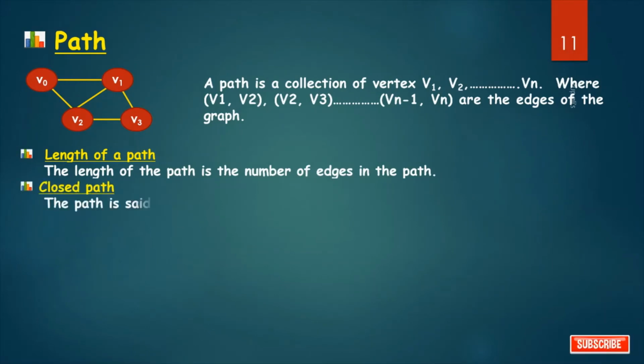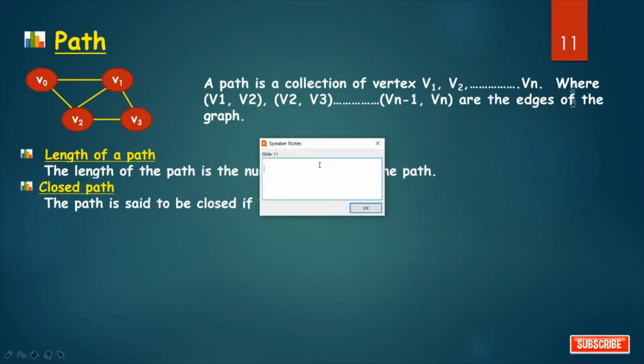Closed path. A path is said to be closed if V0 equals Vn. Means what? See, if I write a path V0, then V1, then V2, then V3, then V4, then again V0, because V0 equals Vn is the last node, then this path is a closed path.